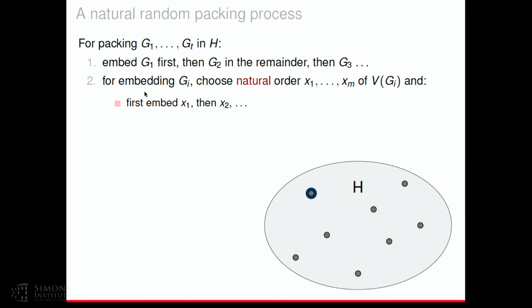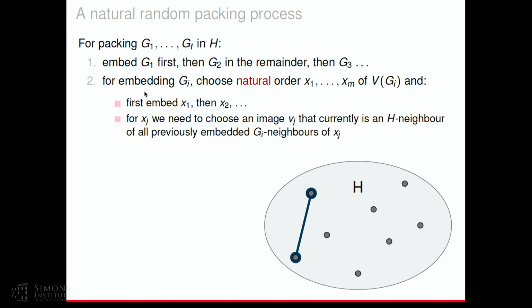So I embed my first vertex somewhere randomly. Now the second vertex, if it has an edge to this first vertex, I cannot embed it anywhere, but I have to embed it in the neighborhood of this vertex. So I just look at the neighborhood of this vertex here, and I embed it randomly into this neighborhood. And then I just continue in this way. Third vertex, I embed randomly into this neighborhood. This vertex maybe doesn't have any neighbors there, so I can again embed it randomly, but of course I shouldn't embed it on anything that I used before already. So I should embed it randomly on whatever remains.